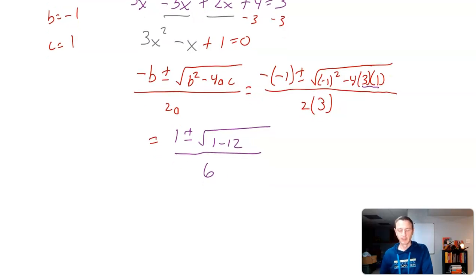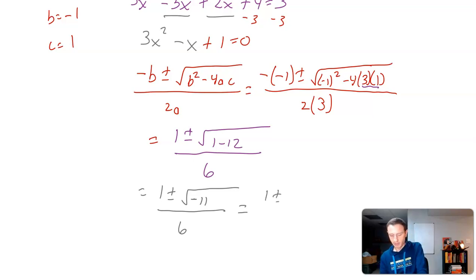Okay. See what's going to happen now. 1 plus and minus. On the inside of the radical, we have 1 minus 12, which is negative 11. This is over 6. Inside the radical, we have a negative. In this case, we have to pull out i. 1 plus minus i root 11 all over 6.